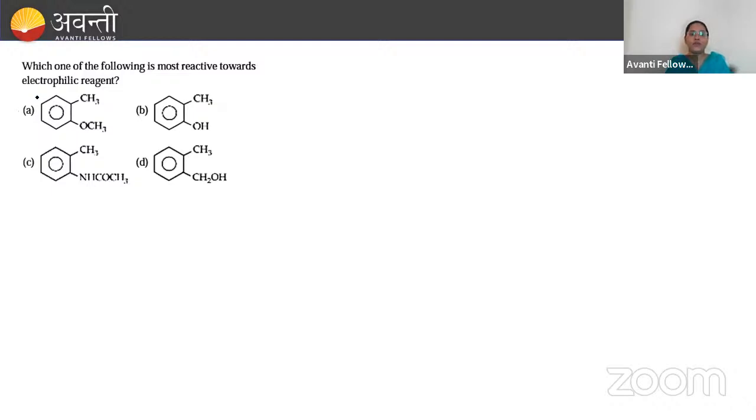Next problem. Which one of the following is most reactive towards electrophilic reagent? So now we need to talk about electrophilic reagents here. Can you tell me which is the most reactive towards electrophilic reagent? CH3OCH3, CH3OH, CH3NHCOCH3, CH3CH2OH. Which will be most reactive towards electrophilic reagent?